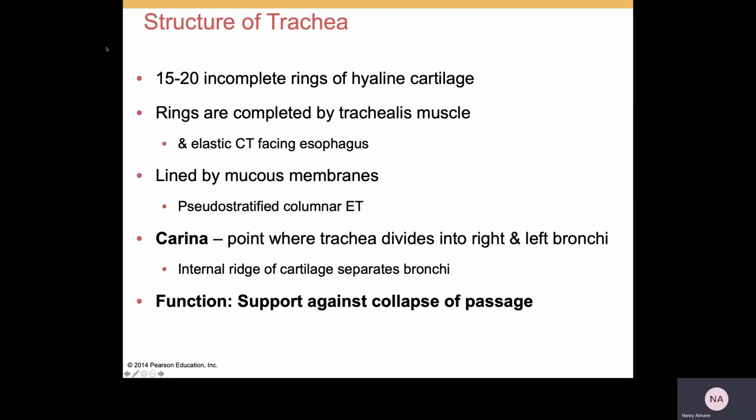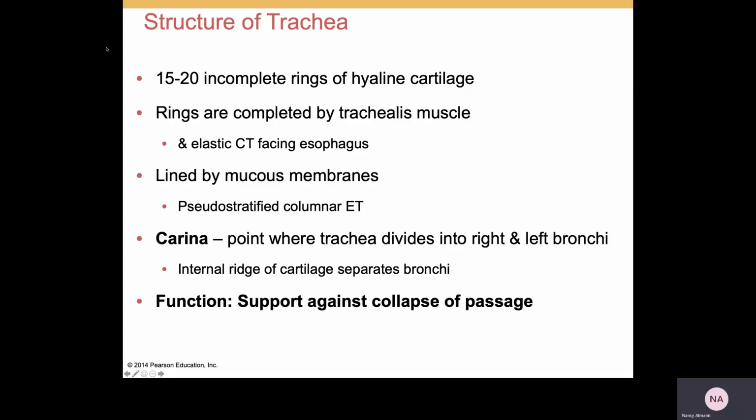So the structure of the trachea will be up to about 20 incomplete rings, those C rings of hyaline cartilage, and the trachealis muscle will interconnect the tips of those C rings. It will be lined by mucous membrane. We talked about how it's going to be lined by pseudostratified columnar epithelium. And then we already talked about the carina.